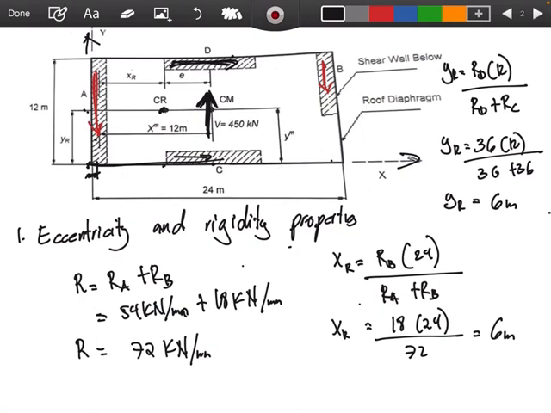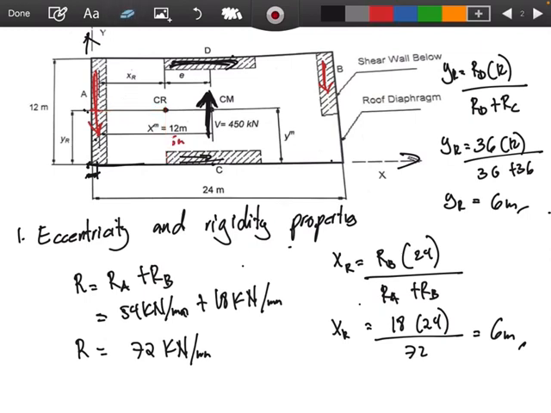Class, ulitin ko ha. Di ba, ang X sub R, dapat include natin yung thickness ng wall. Dito kasi sa given, hindi niya in-include yung thickness ng wall. So, for computation, ine-neglect na lang natin yung maliit na yon. Okay? So, 6 meters ang Y sub R, tsaka ang X sub R ay 6 meters din. So, ito nga ang center of rigidity. That is 6 meters mula dito and 6 meters naman mula dito. So, ito yung X sub R and this is the Y sub R. Okay?